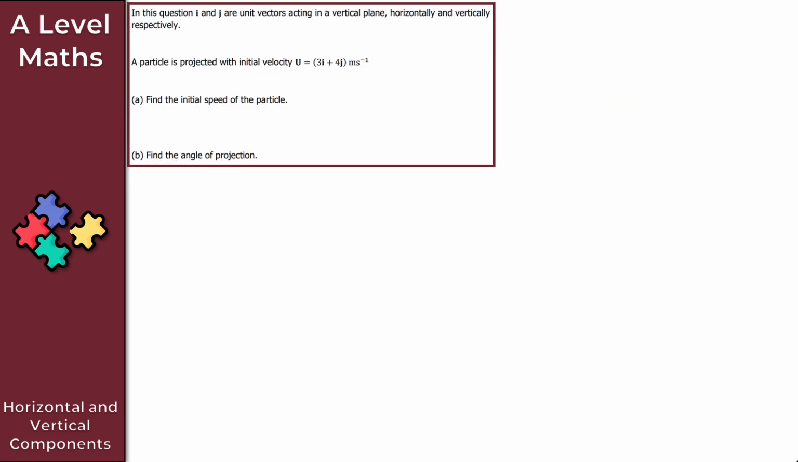So moving on to the very last question here, question 2, where we're told that a particle is projected with initial velocity u is equal to 3i plus 4j meters per second. Now for the first part of this question here, part A, it asks us to find the initial speed of the particle. So for part A then, nice and straightforward here.